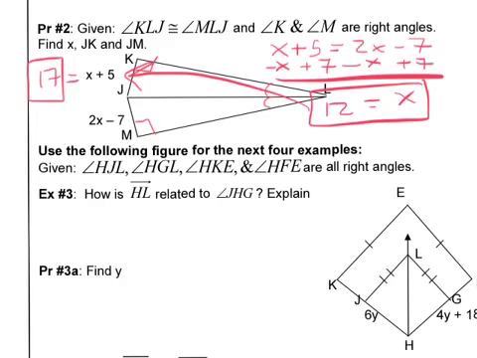Okay, you should have got that x equals 12. When you set those two sides equal and plug it back in, you should have got that KJ and JM are both 17. Okay, let's do the last problem together.